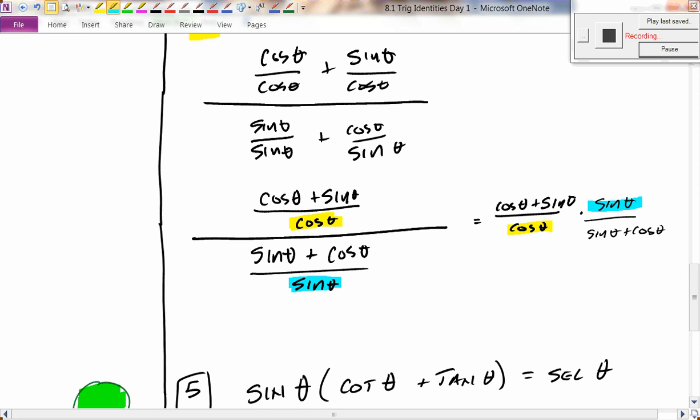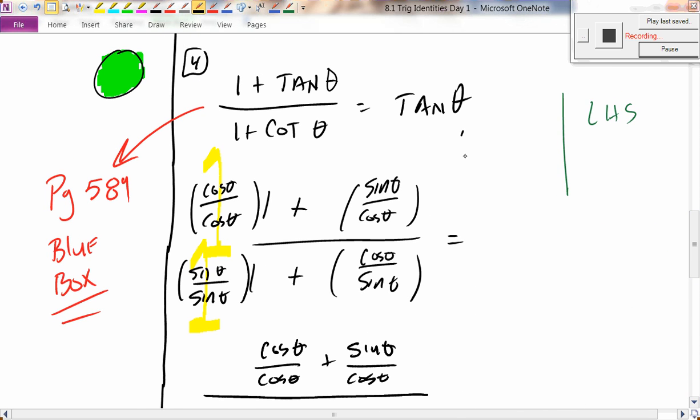Flip and multiply. Now, anybody see anything beautiful that happens? What happens there? They cancel out. What's that leave me with? That leaves me with sine theta over cosine theta, which of course is tangent of theta, which, oh my gosh, way back over here.